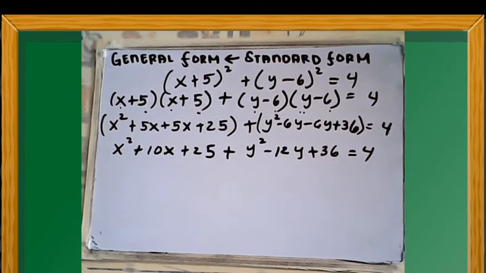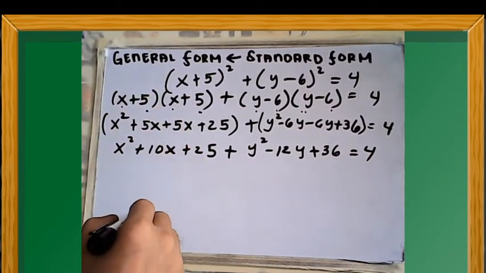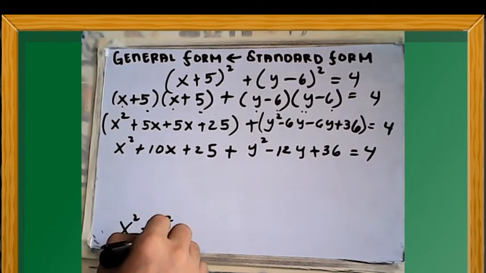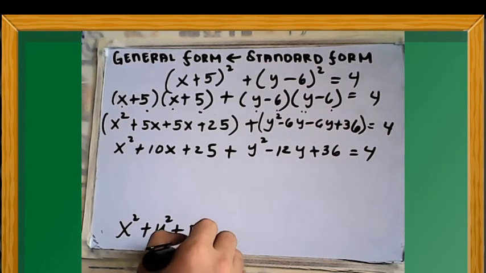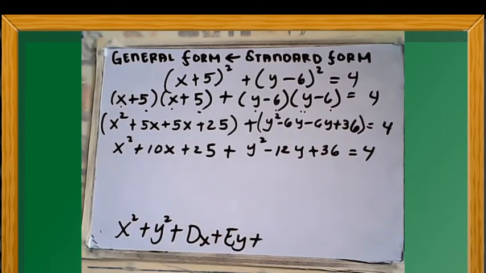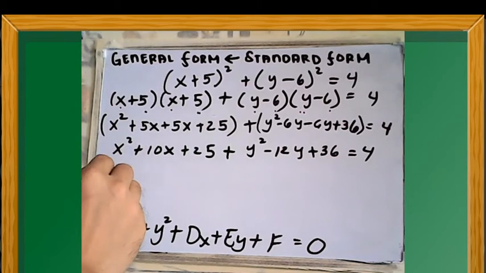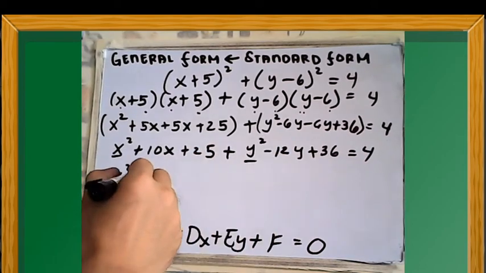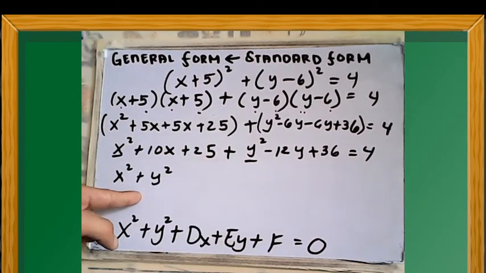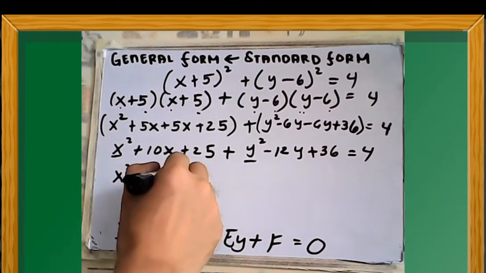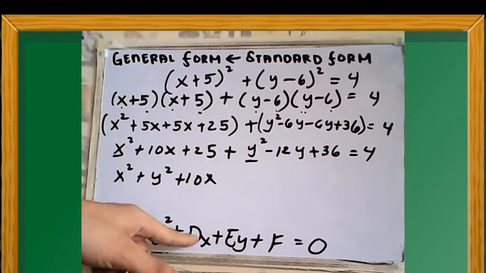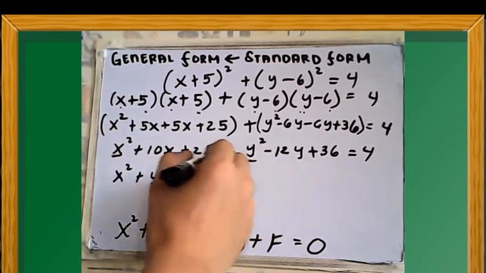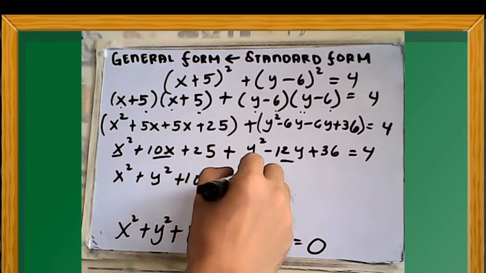Next, simplify again. We can combine like terms, but this time let's put it in the general form, x squared plus y squared plus Dx plus Ey plus F equals 0. So first, let's write x squared, then y squared, plus 10x. This is the Dx, the value of D is 10. And then Ey, so after the 10x, minus 12y.